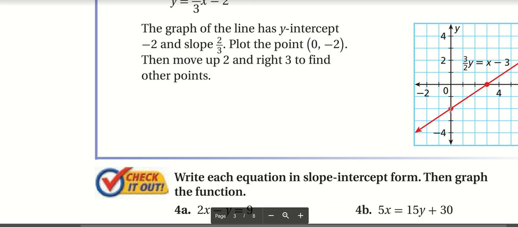Graph the ordered pair 0, negative 2. Now we use the slope. Rise 2, run 3. Put a new point. Rise 2, run 3. Put a new point.